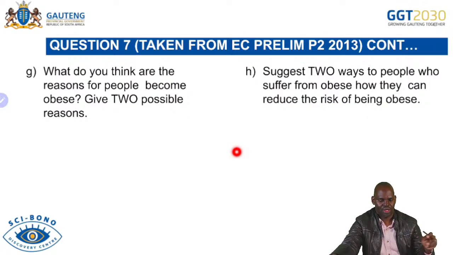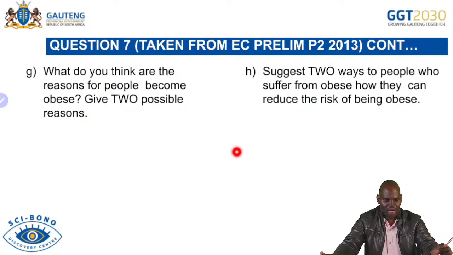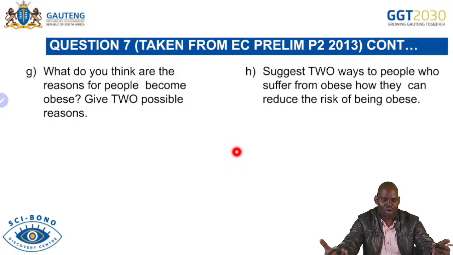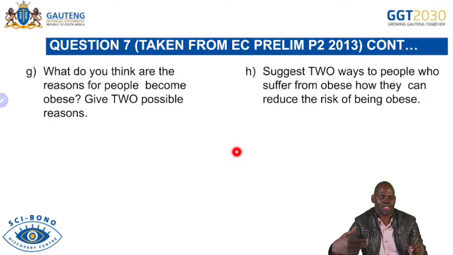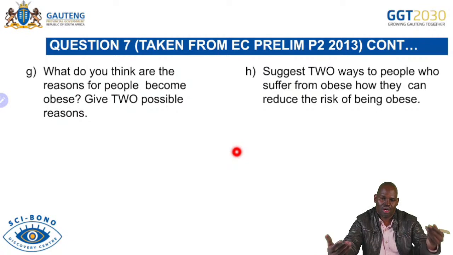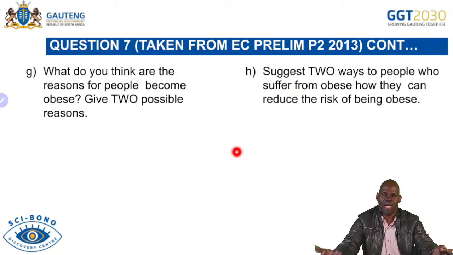Okay, so still on the same question. What do you think are the reasons for people to become obese? Give two possible reasons. Now, when we come to reasoning, boys and girls, just think of any reason that is relevant. We do not actually expect you to come up with exactly the same reason, but the relevance is very important in this case. Now, obese, we know that it's actually more than overweight. So basically, it will be almost the same reasons: lack of exercise, eating junk food, and so on and so on.